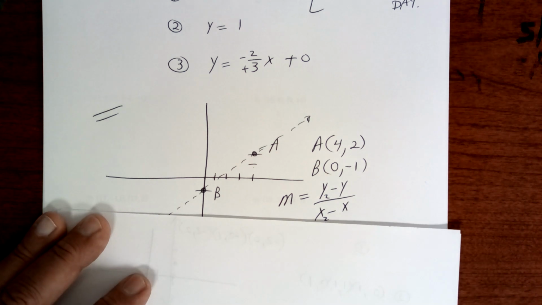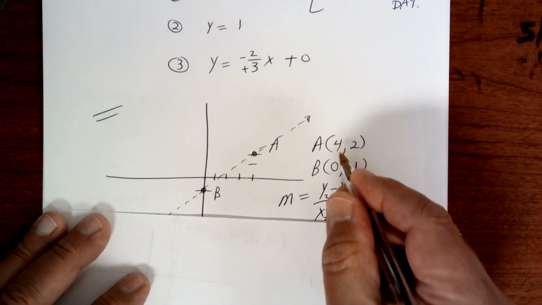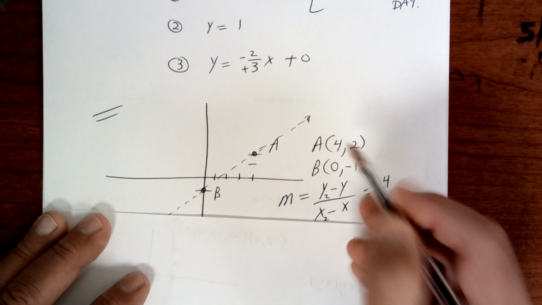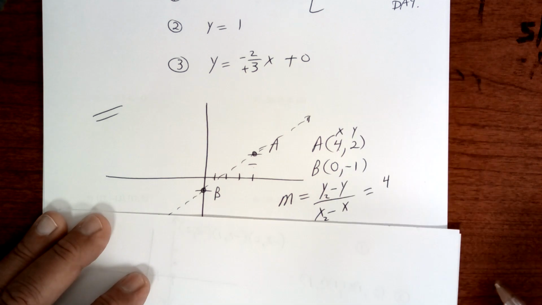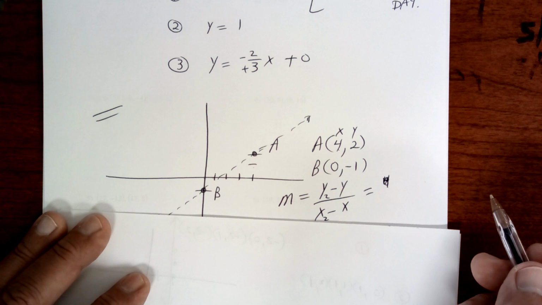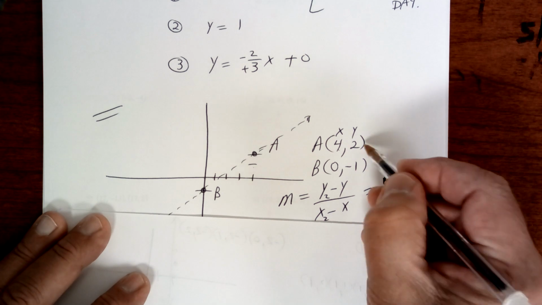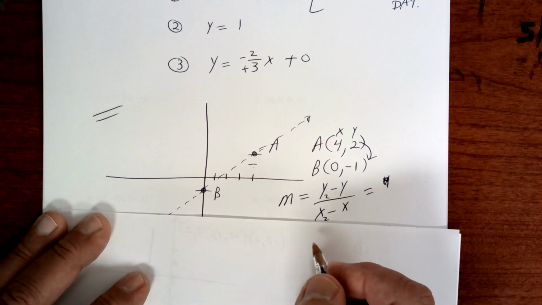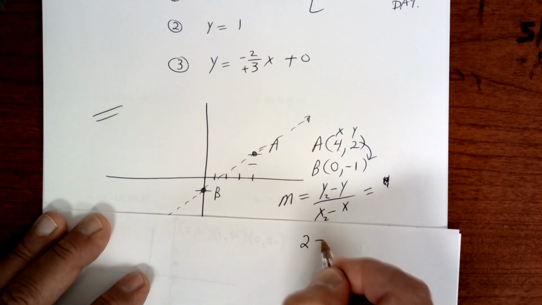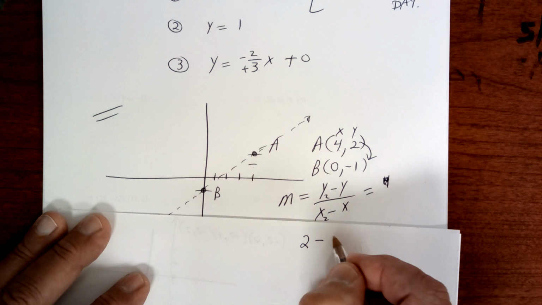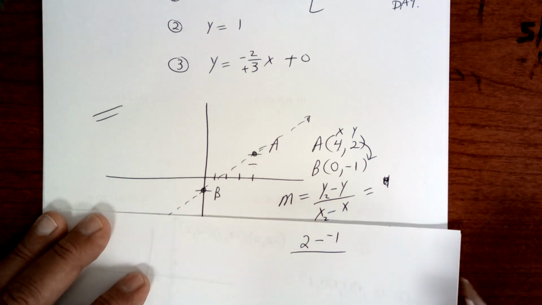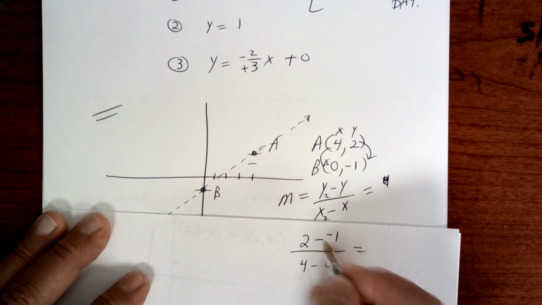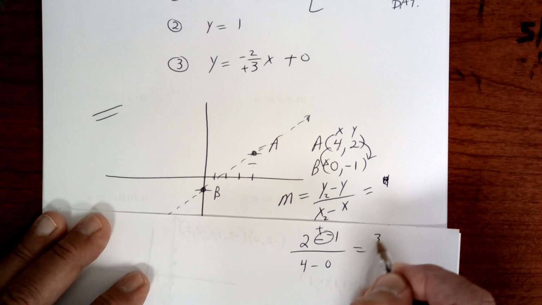So if I see a 4 at the top, I know it's wrong because 4 is an x. So you're going to do y minus y. And it doesn't matter which way you go. I'm going to go this way. So I'm going to say y minus y. So 2 minus, this y is a negative, so it's 2 minus a -1 over 4 minus 0. That gives me a plus, so I get 3 over 4.